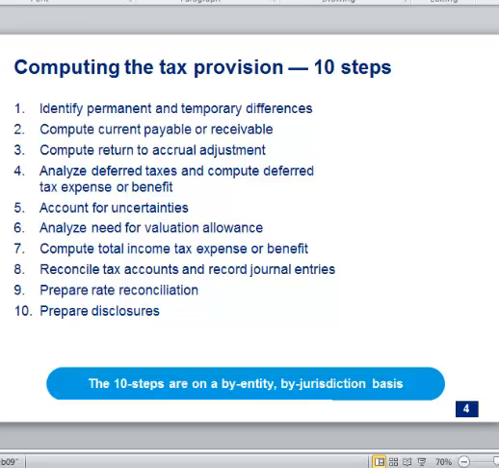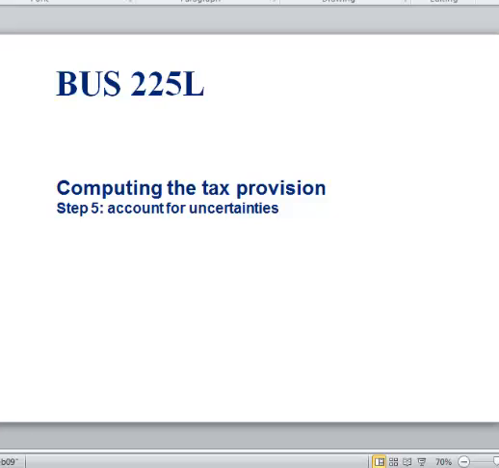Okay. So I'm going to blow through pretty quickly some of the set material for tonight, because I want to make sure we spend lots of time on the problems. The problems will be where you reach a conclusion as to how you're doing so far with grasping the concepts. Okay, so we're going to start with step 5 tonight, which is accounting for uncertainties.